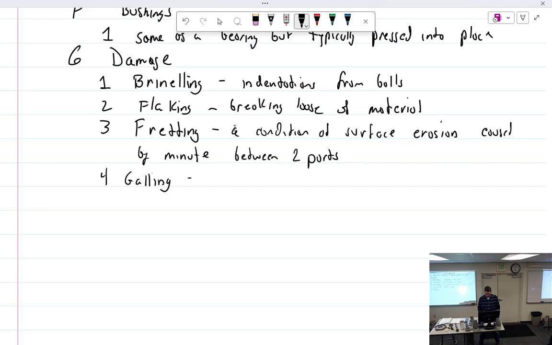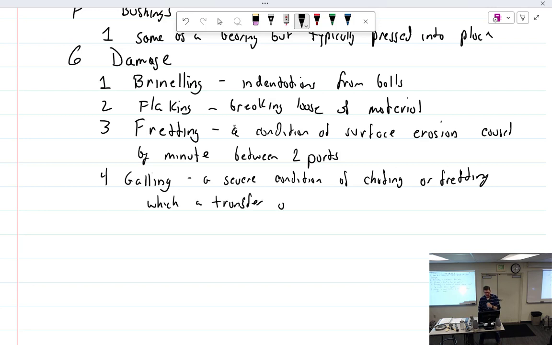So galling. Severe condition of chafing or fretting, in which a transfer of metal from one part to another occurs.